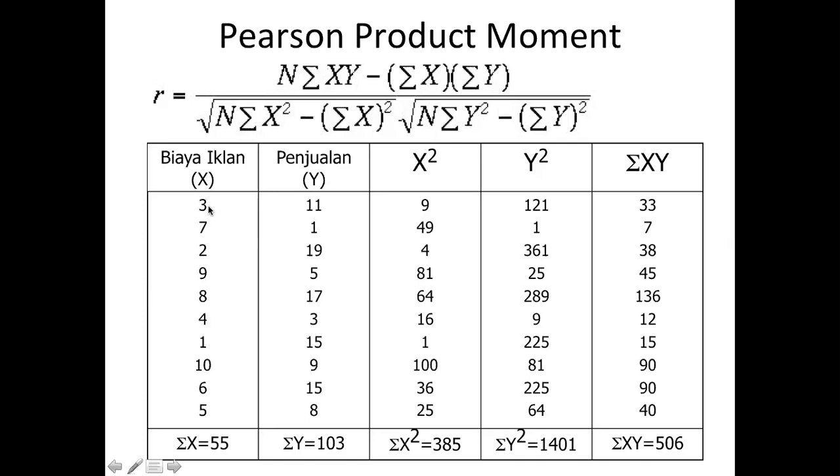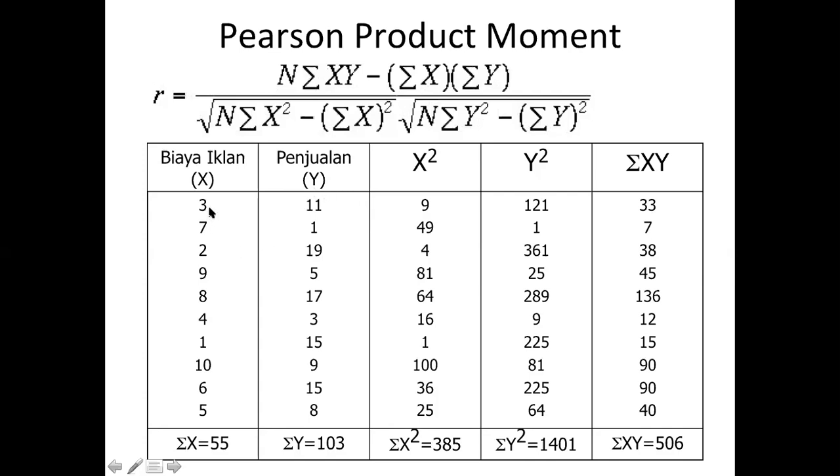We use only the first digit of the expenditure: 3 million, 7 million, 2 million, and so forth. This is for several months, 1, 2, 3, 4, 5, 6, 7, 8, 9, 10 months. So in 10 months, the company recorded the expenditure on advertisement, and each month also recorded the volumes of sales. So here is the volume of sales of cars, for example, or motorcycles.